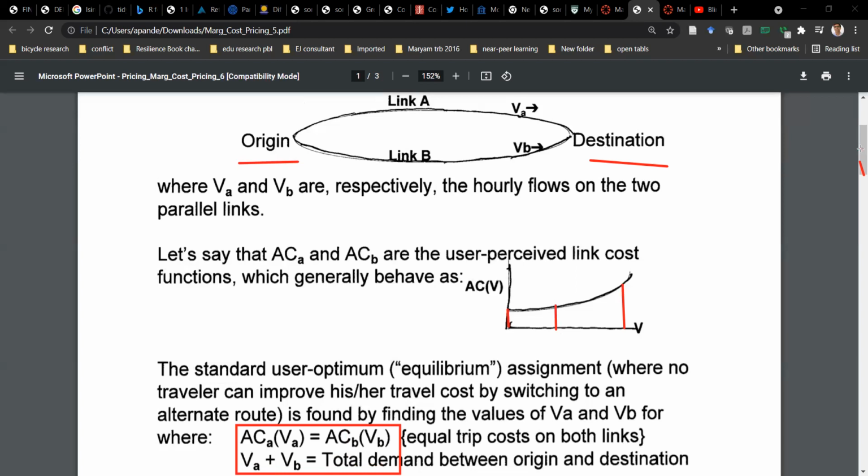Okay? And then we solve this type of problem, like the user equilibrium problem, for a simple linear model in CE 321. We don't go to multiple routes, but we do solve this problem in CE 321. Okay. So let's see.